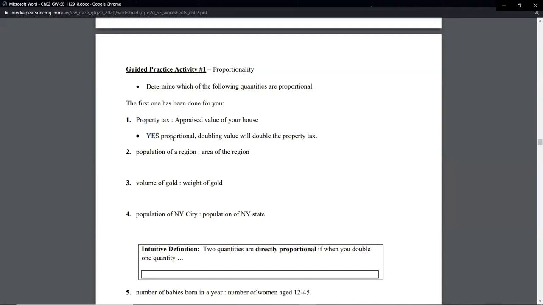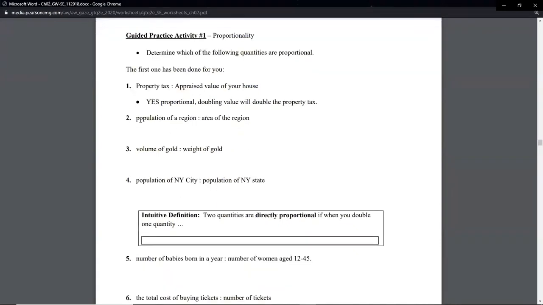So they didn't just say yes, they said, all right, doubling the value will double the property tax. So again, doubling this thing causes this thing to double. It's cause and effect. Sometimes you can think of it either way. Sometimes that logical flow is only going to work one way.